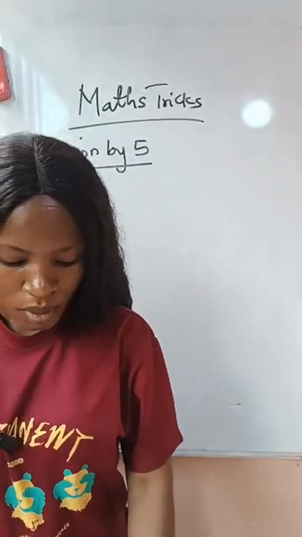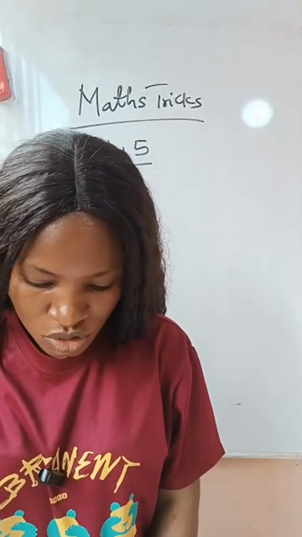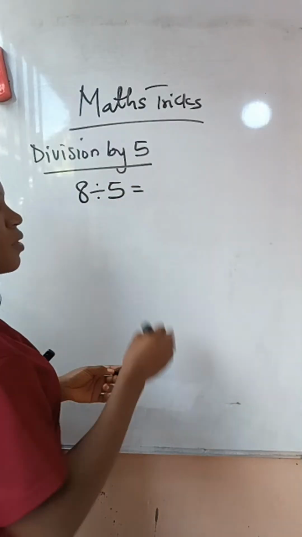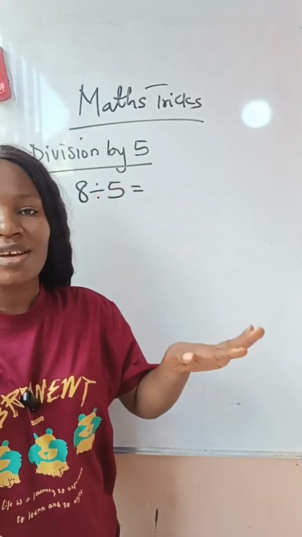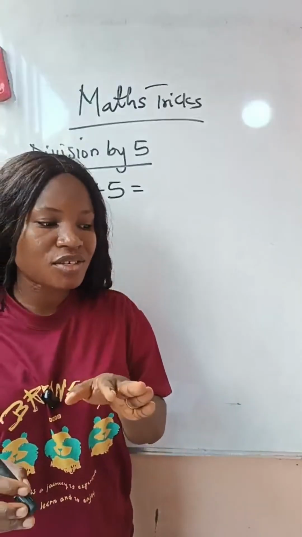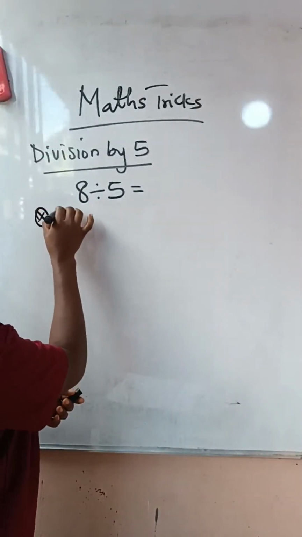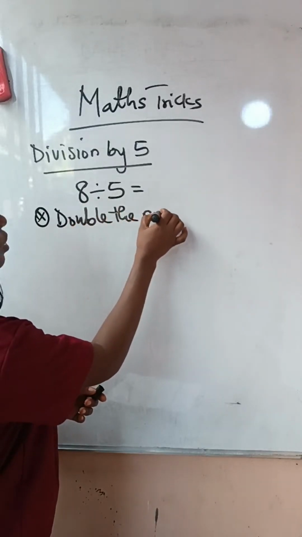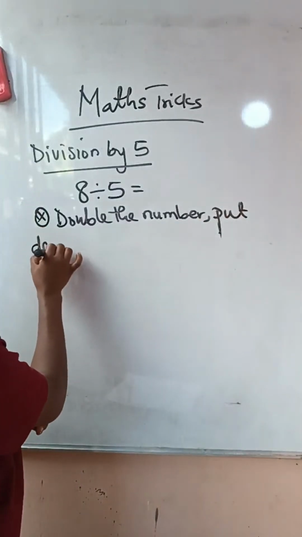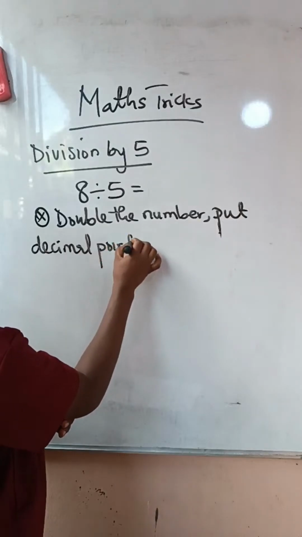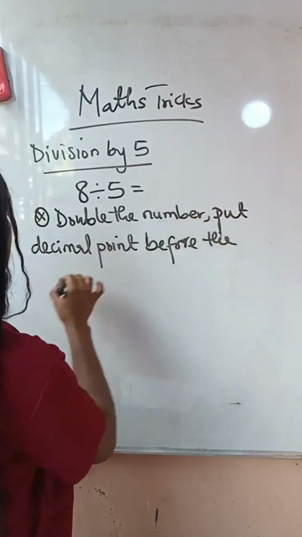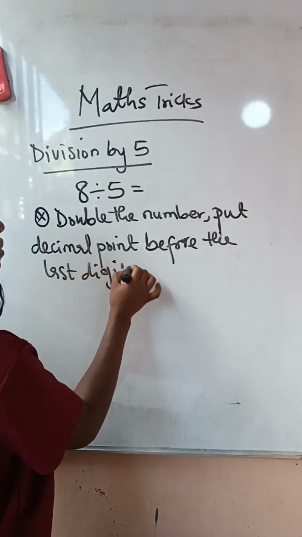It's actually very easy. For example, you are asked to divide 8 by 5. When you want to divide a number by 5, the only thing you should do is simple: double that number, then put your decimal point before the last digit.